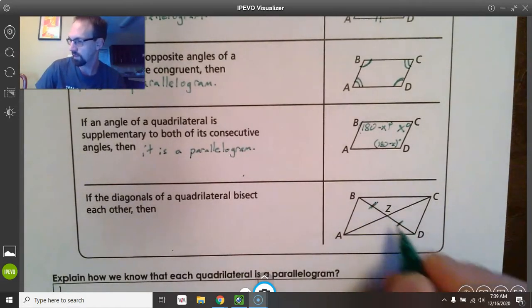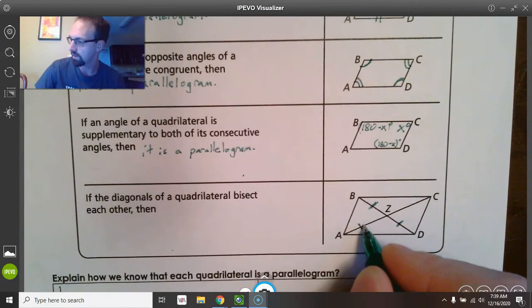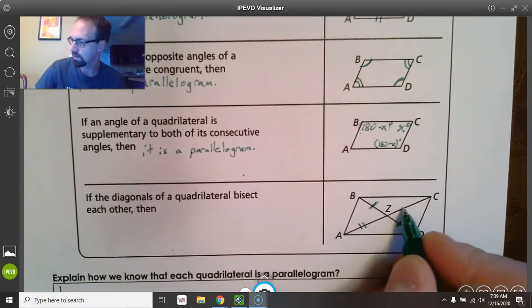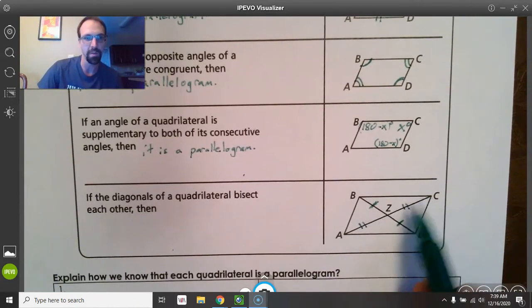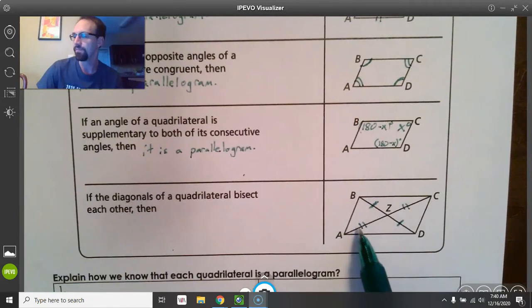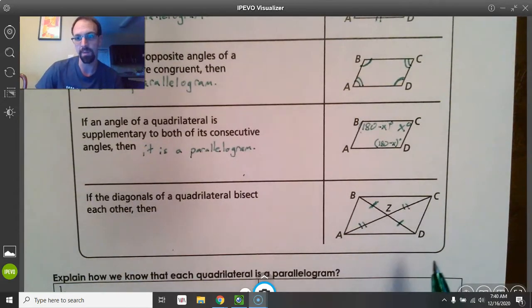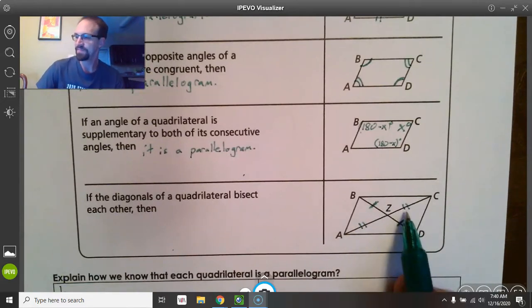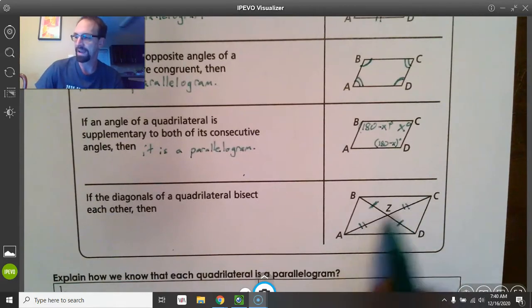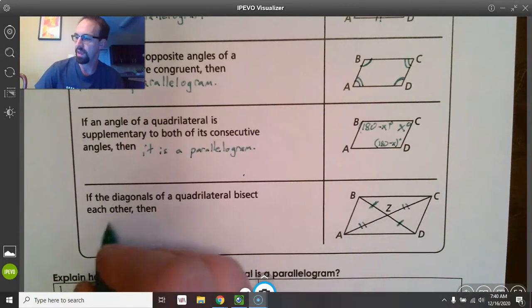If the diagonals of a quadrilateral bisect each other, so that means that this segment is congruent to this segment, and this segment AZ is congruent to segment ZC. So notice that the diagonals are congruent to the next sequential part of the diagonal. That's what it means to bisect. Remember, bisect means cut in half. It doesn't mean that this and this are congruent and those two segments are congruent. It means the ones that run through one another. Then it is a parallelogram.